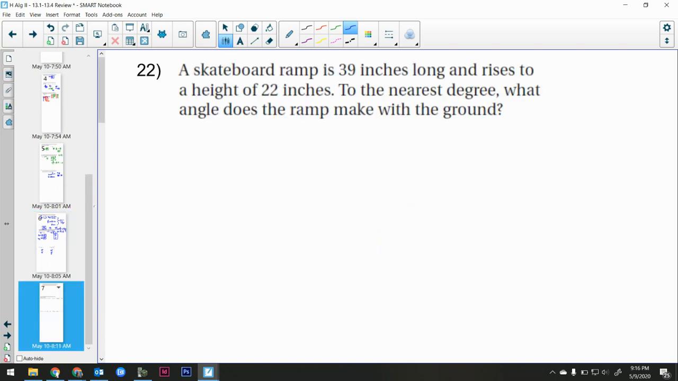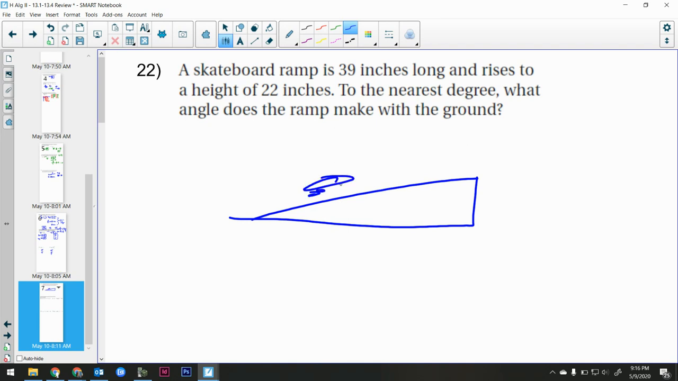Okay, a couple more here. Here's 22. Go ahead and pause and then play. All right, here's a skateboard ramp. Skateboard ramp is 39 inches long. I would assume that they're counting this. That's my diagonal length. And it rises to a height of 22 inches. Assuming that's right here. To the nearest degree, what is the angle of the ramp?